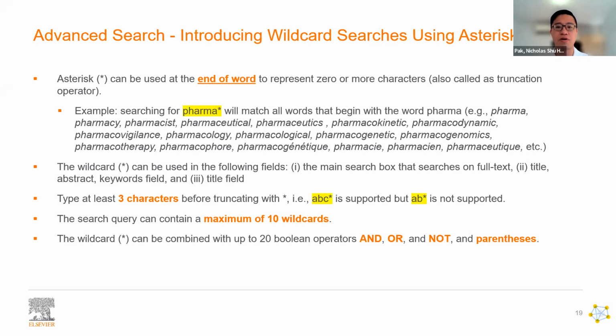You can use it in the 3 fields: the main search box, the title, abstract, keywords field, as well as the title field. But you need to type at least 3 characters before truncating with the asterisk. So ABC asterisk is supported, but AB asterisk is not supported because there will be too many permutations. Your search query can contain a maximum of 10 wildcards, and they can be combined with up to 20 Boolean operators, such as AND, OR, NOT, and parentheses.